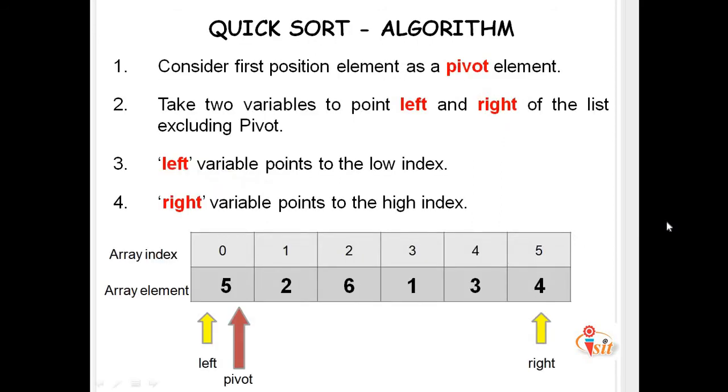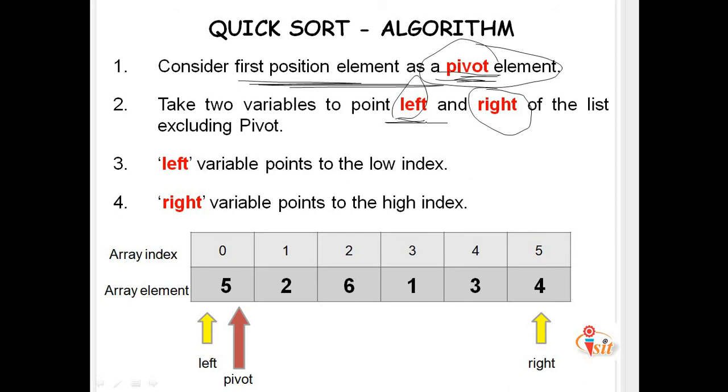Now, how do we implement the quicksort algorithm? Before starting with the quicksort algorithm, we need to consider three variables. One is the pivot variable, another is left, and the third is right. The pivot element can be the first element of a given array, the last element, or any middle element. In our example, we are taking the first position element as the pivot element.